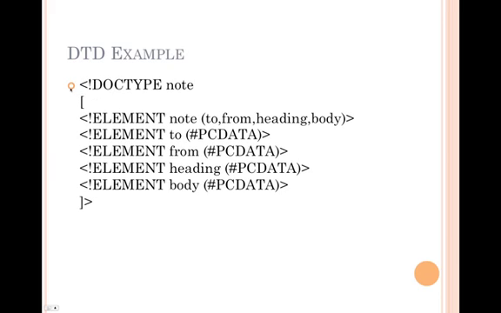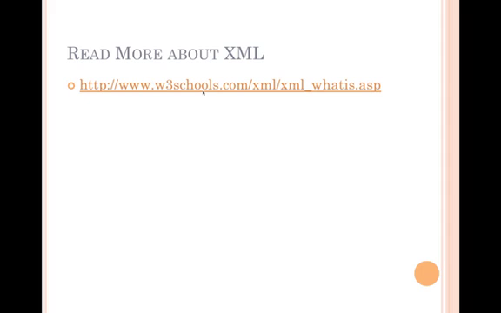And just for an example, this is basically what a DTD looks like. We're not going to look at how to create one, but I thought you might want to see what a DTD looks like. This is a DTD for the XML example we used on the previous slide. If you want to learn more about XML, you can go to this web address, and this has a good tutorial on what XML is and how it's used.